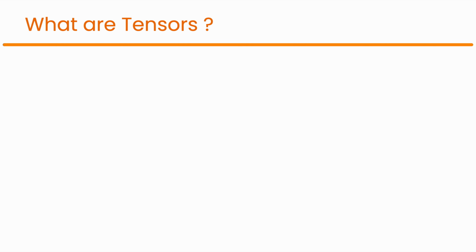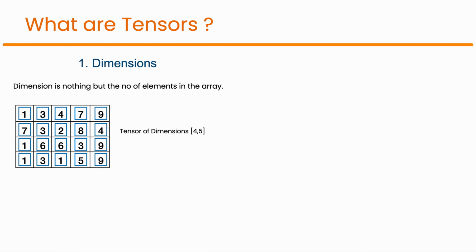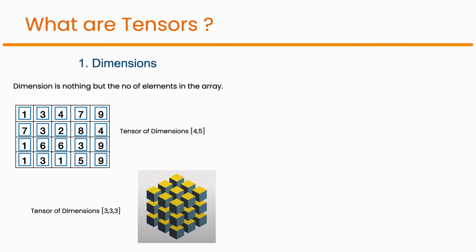One is dimension and the other one is rank. First, let's understand what is dimension. Dimension is nothing but the number of elements in the array. For example, this is a 4 by 5 dimension tensor. And you have multi dimensions, right? And this can be 3 by 3 by 3. So that is the dimension.